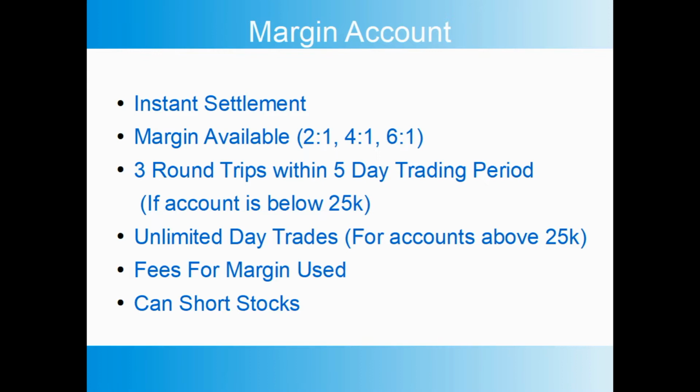If you are under $25,000, you only get 3 round trips within a 5-day trading period. So this means if you trade on a Monday, Tuesday, Wednesday, you cannot trade on Thursday and Friday. And I'll go over that in a little bit more detail. Now, if you have funds above $25,000, then you can do unlimited day trading. There will be margin fees for any margin that you use, and they calculate that based on the length of time that you use the margin. And you can short stocks when you have a margin account.